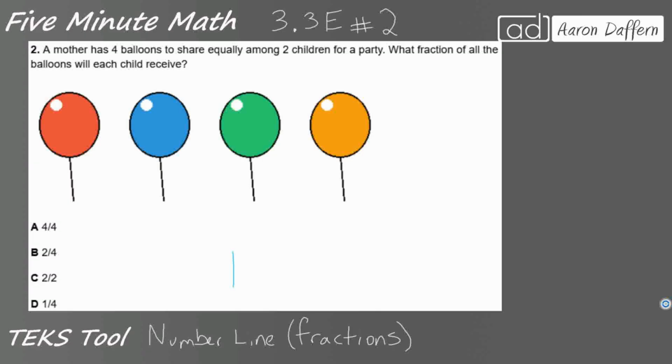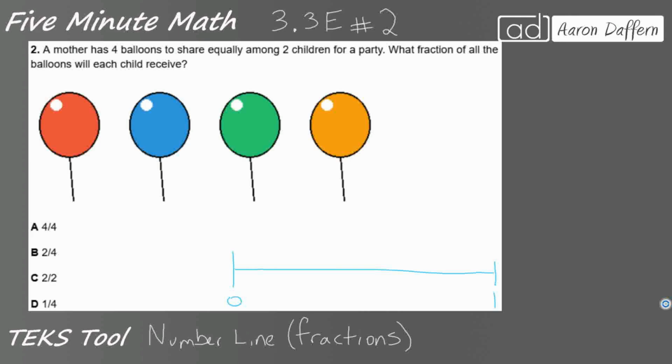So I'm going to just draw a number line here, and I want to make sure I label it since I'm dealing with this fraction of a set here. All four of these balloons are going to represent a whole set of balloons, so I want to make sure that my number line is labeled from 0 to 1. Now, I kept saying 4. That's because we have 4 parts.